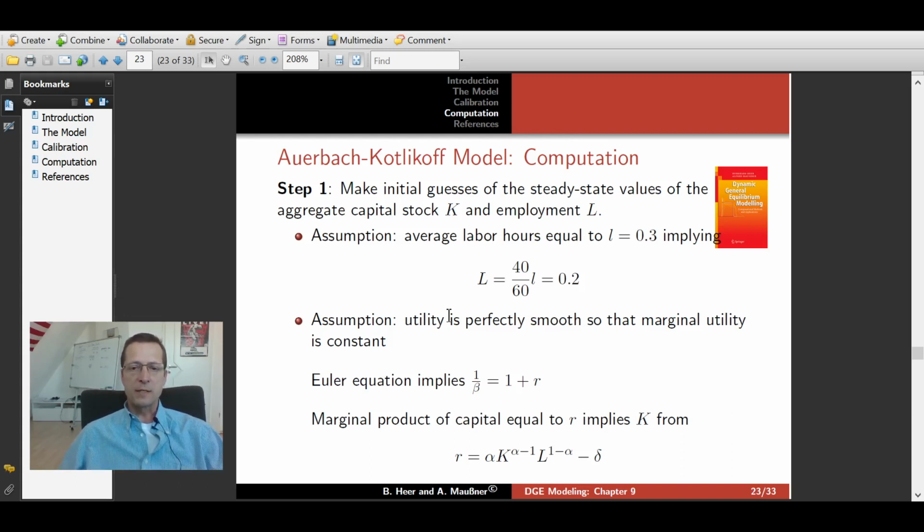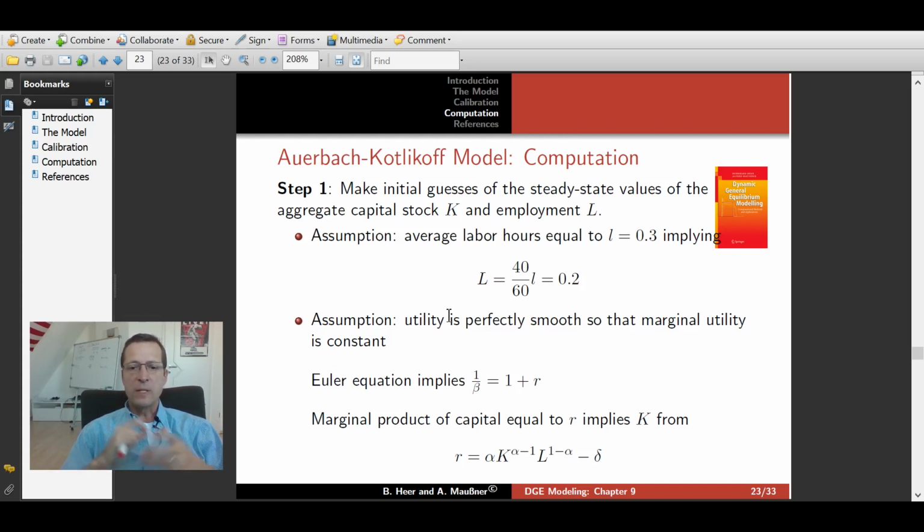Next, we would like to find a guess for the aggregate capital stock. Now remember how we set the discount factor beta. We set it equal to 0.96. From the Euler equation, this implies that the real interest rate is 4%. So 1 over beta is equal to 1 plus r if the marginal utilities of consumption are equal over the different ages. This does not hold exactly in the final solution, but approximately. So we get a value of 4% approximately for the real interest rate.